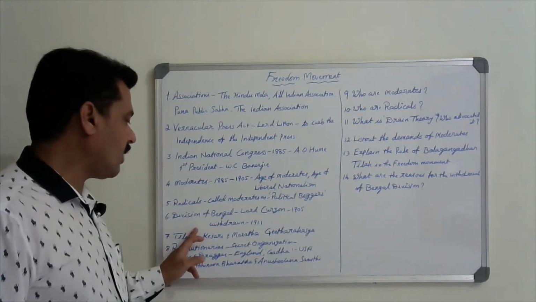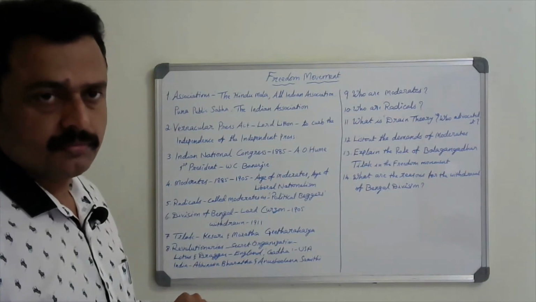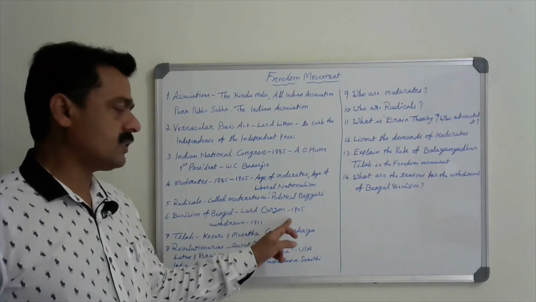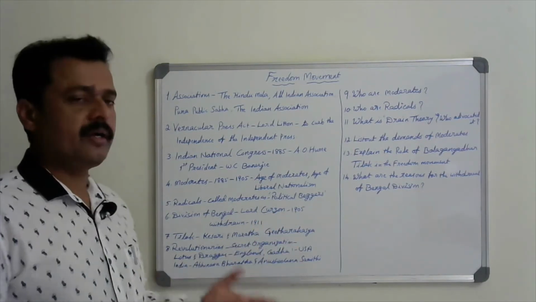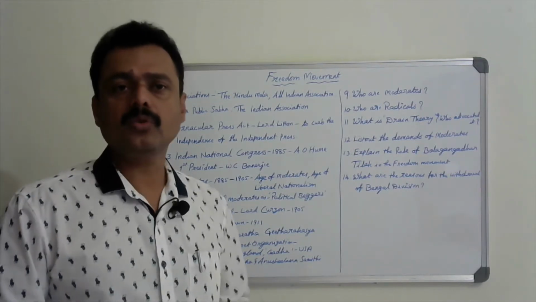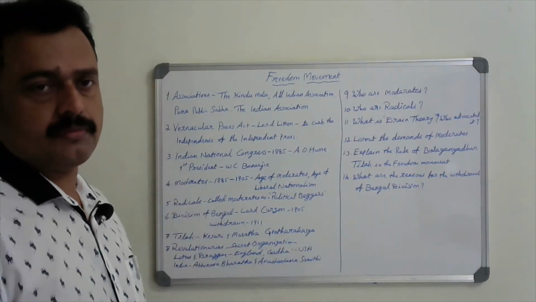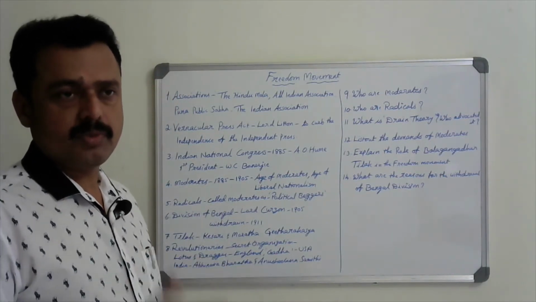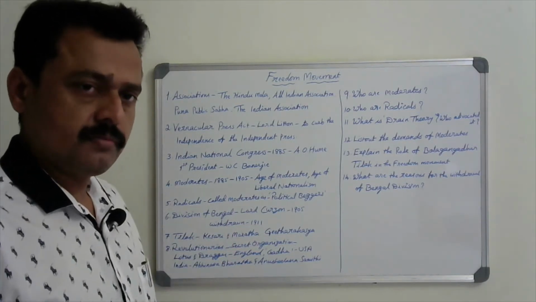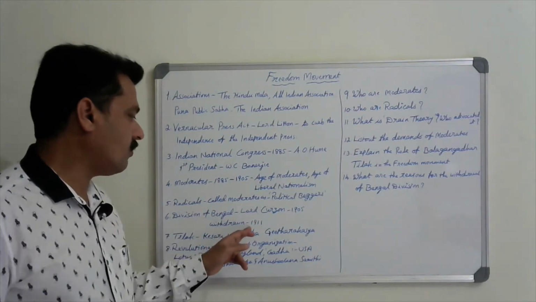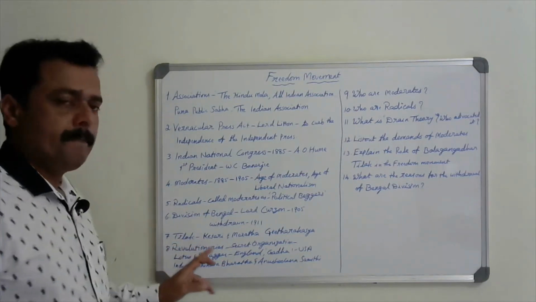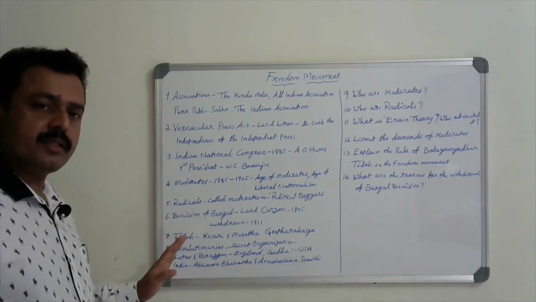In 1905, the division of Bengal; a question comes about that. Who divided Bengal? Lord Curzon, in 1905, divided Bengal into East Bengal and West Bengal. Why did he divide it? To divide the Indians, Hindus and Muslims. And after the force of the Indians, there is another question: the withdrawal of this division of Bengal in 1911.